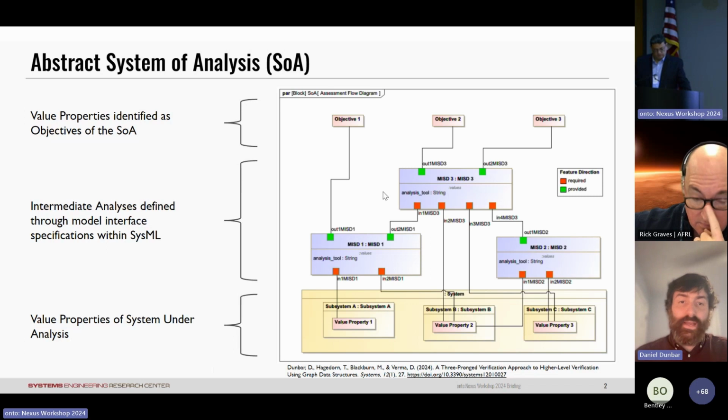And so on the next slide, I'll talk through the system semantic verification layer. Next slide.